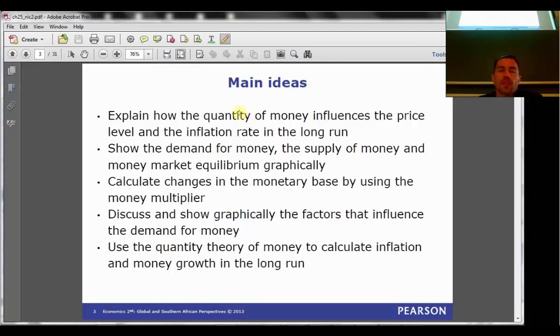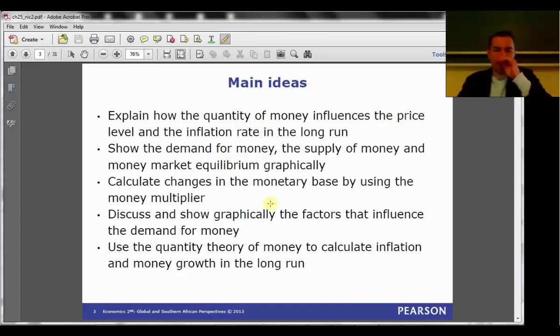Eventually, after getting through all of that, we'll talk about how the changes in money supply influence price level and therefore inflation. We're going to show the demand for money and the supply of money and equilibrium graphically. We're going to calculate changes in the monetary base using something called the money multiplier. And eventually talk about what happens in the long run through something called the quantity theory of money.